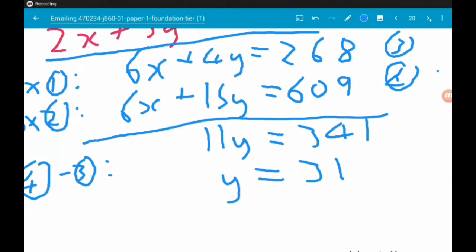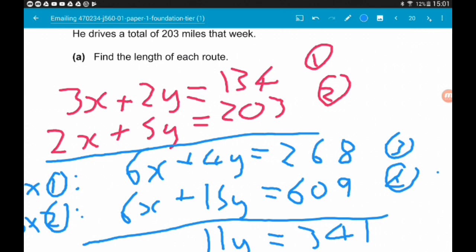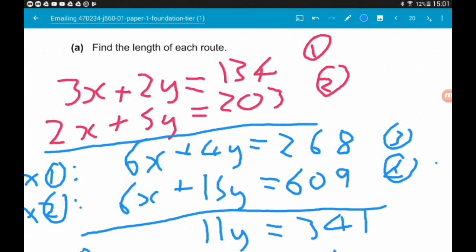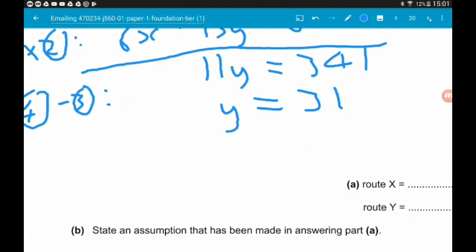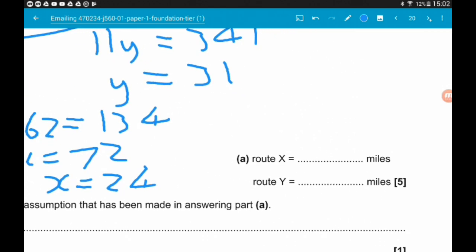Now that we know what y is, we substitute that into one of the top equations to find what x is. So I'm going to go for the top one, which tells us 3x add 2y is 134. So 3x add 2 times y, which is 2 times 31. So 3x add 62 is 134. Take away the 62, we get 3x is 72. Divide by 3, so x is 24. So route X is 24 miles, route Y is 31 miles.